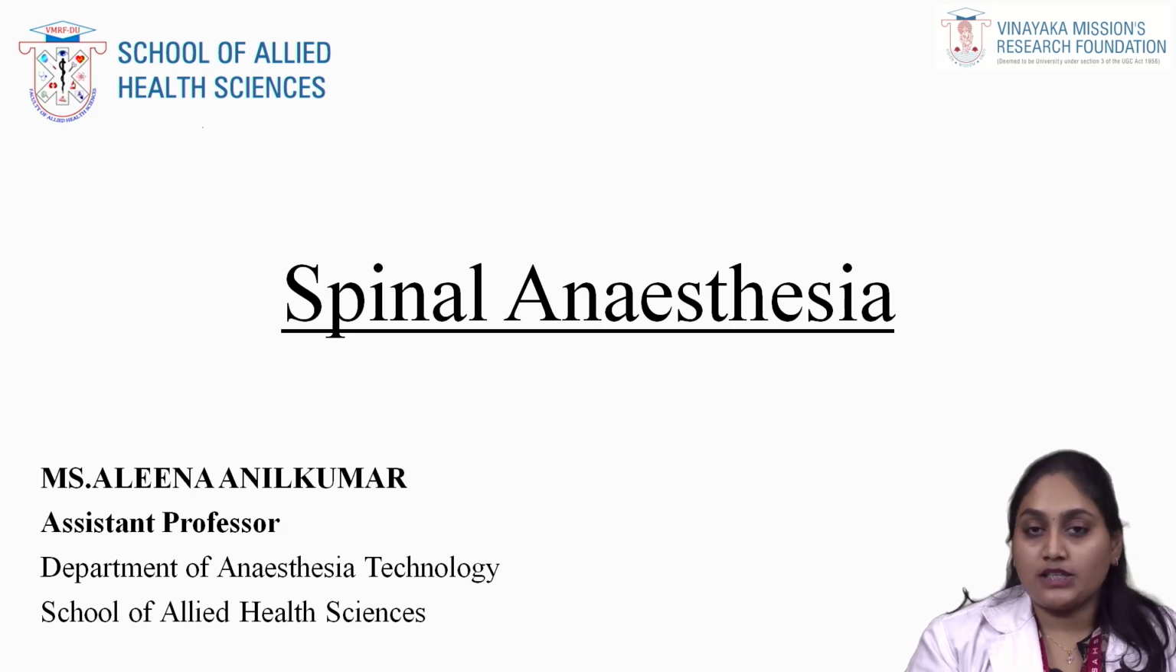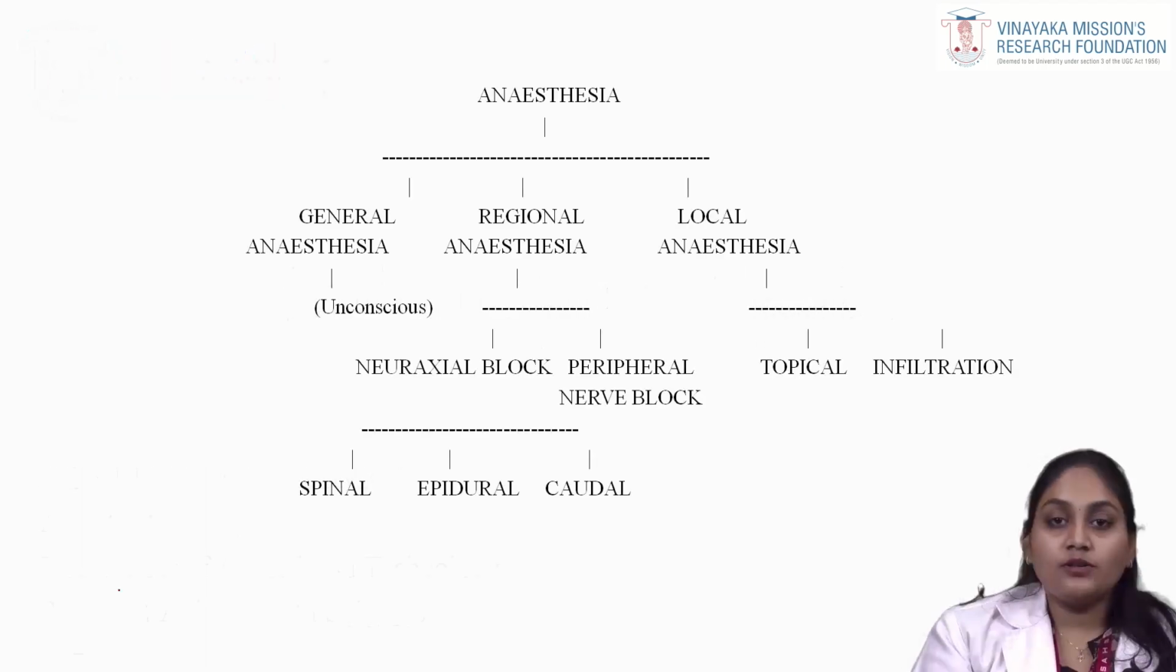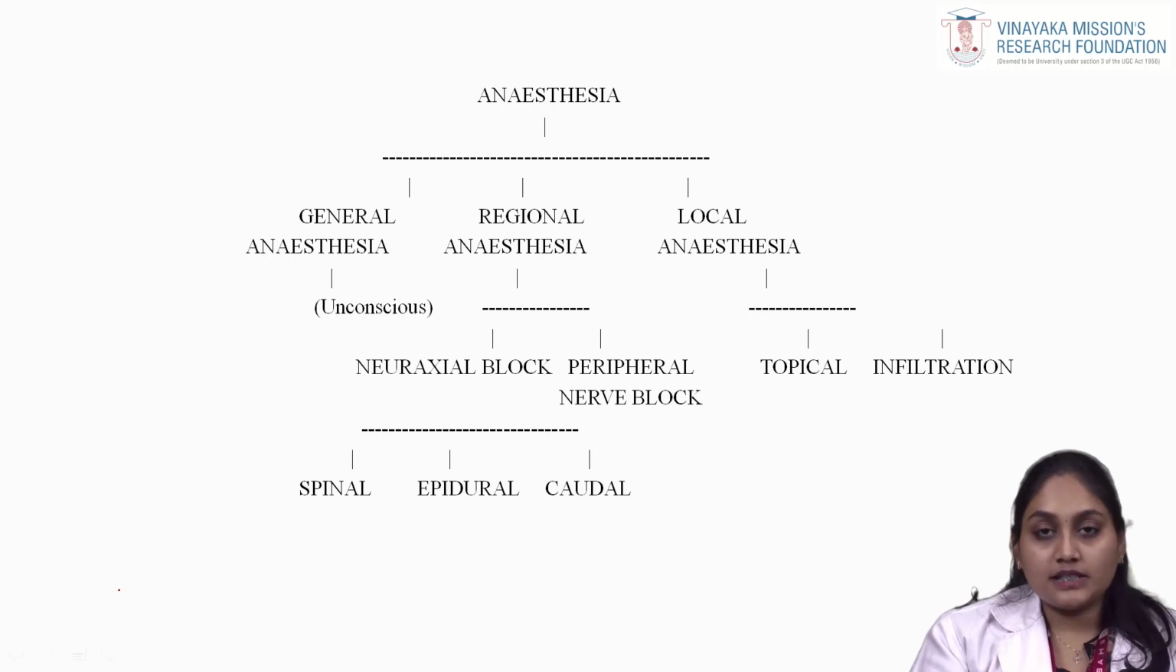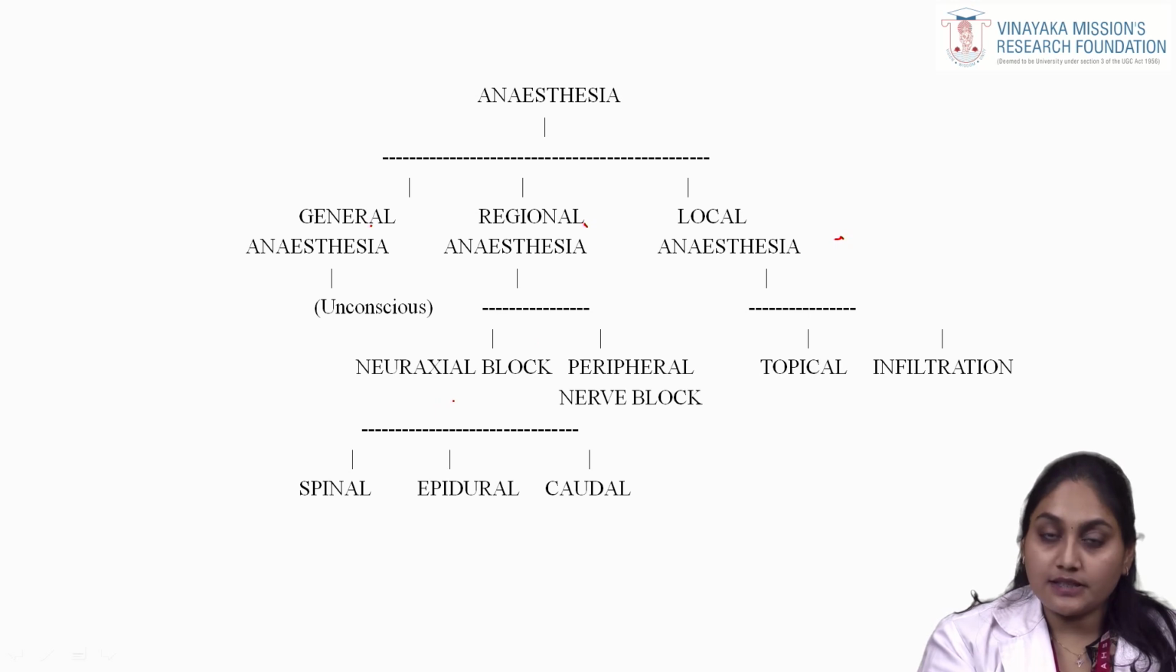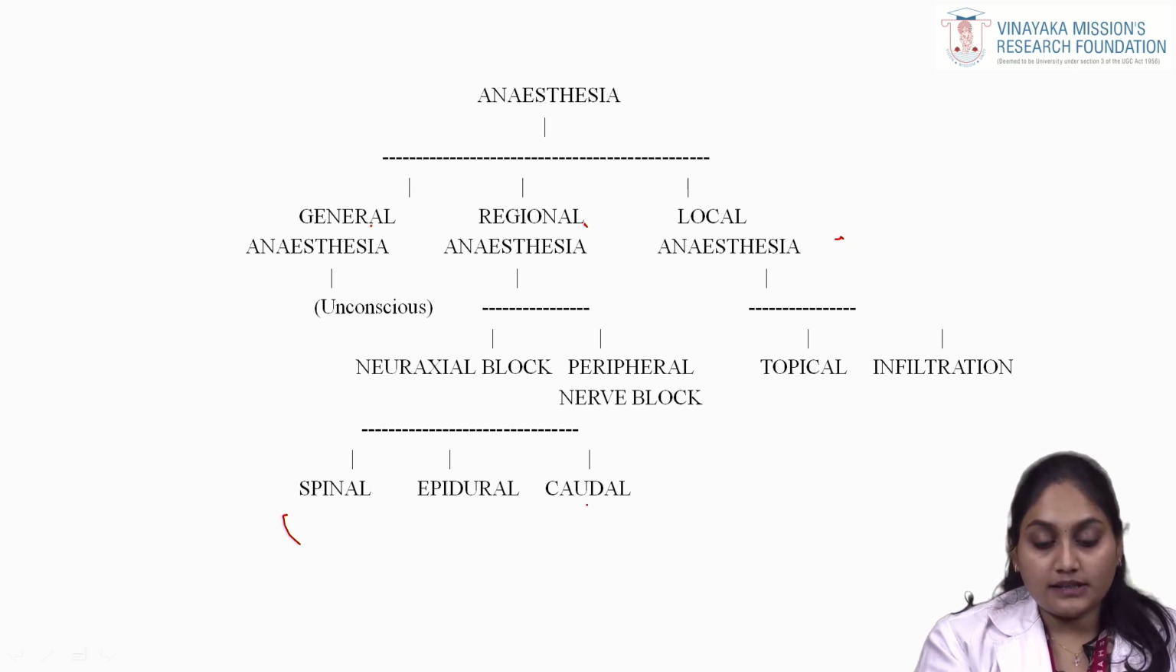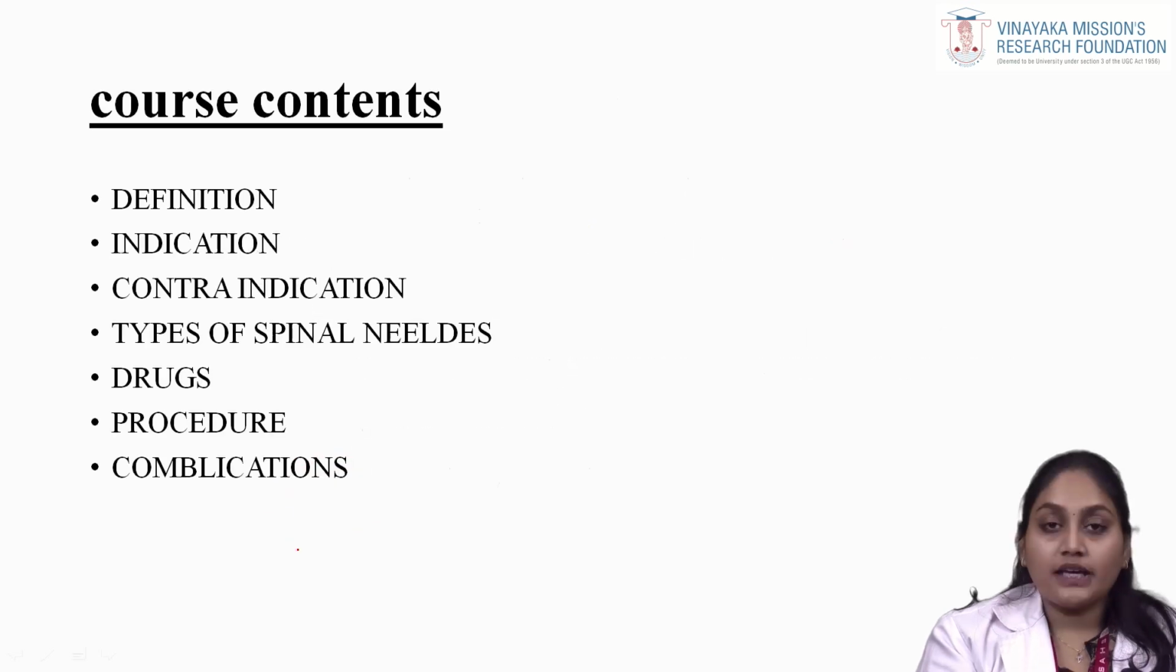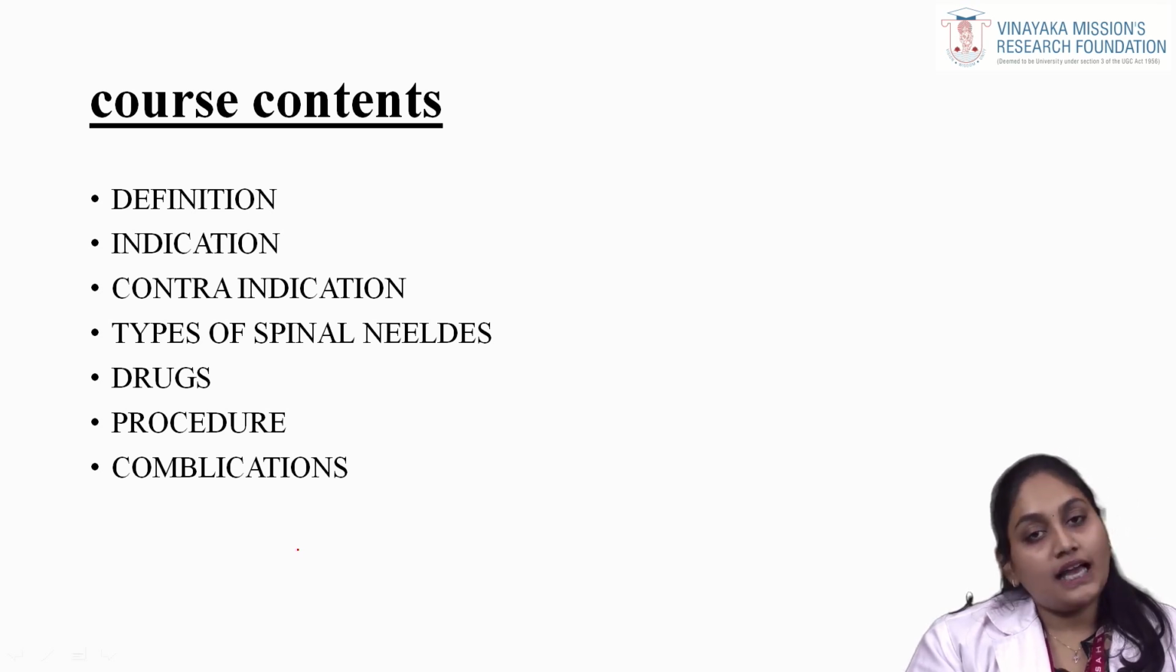Today I am here to take a session on spinal anesthesia. Before going to the session, I would like to give a brief description about types of anesthesia. We have general anesthesia, regional anesthesia and local anesthesia. Under regional anesthesia, we have central neuraxial block and peripheral neuraxial block. Under central neuraxial block, we have spinal anesthesia, epidural anesthesia and caudal anesthesia. The spinal anesthesia comes under central neuraxial block. Now we can look at the course content: definition, indication, contraindication, types of spinal needle, drugs, procedure and its complication.